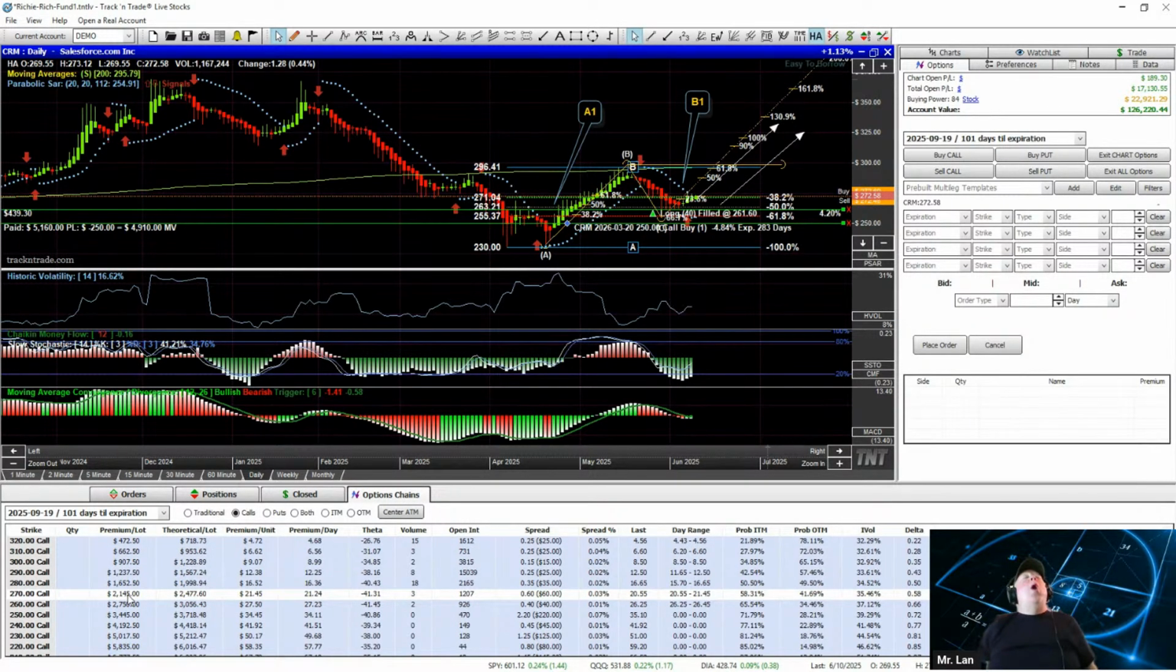$2,145. Wow. The skew between the put and the call is unreal. Look at the historic volatility right here.